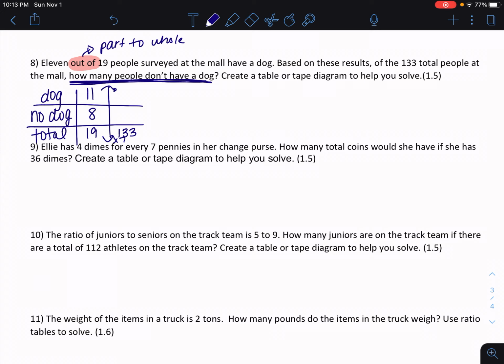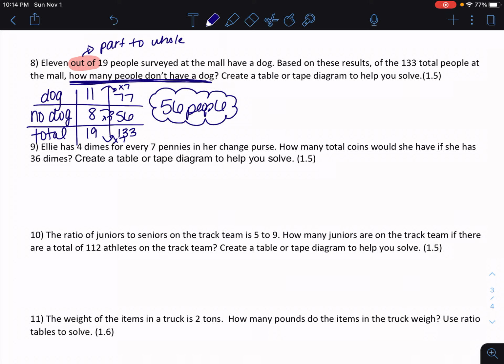So I'm going to multiply each of these things by 7. So there are 77 people that have a dog. There are 56 people that do not have a dog. So 56 people is our answer here. Again, they told me how many people have a dog, and I'm looking for how many don't. So you need all 3 parts of your table.